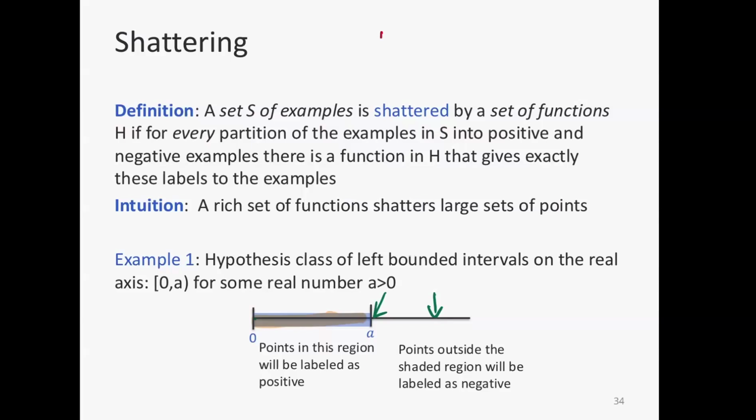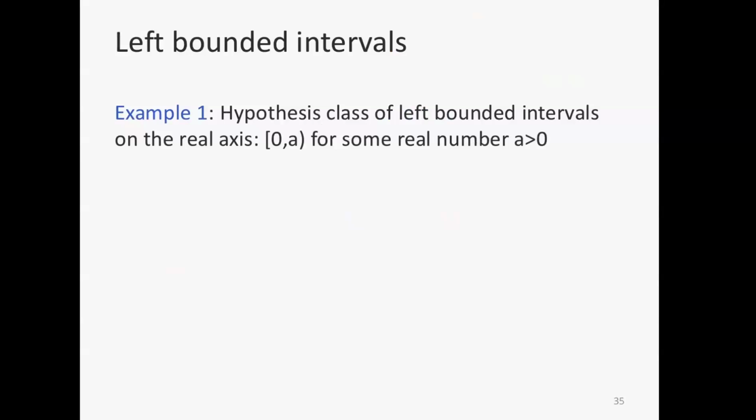So if your instance x is strictly greater than a, the label is minus, else plus. That's your function. The function is entirely defined by the single number a. The points in the region from 0 to a are labeled as positive. The points more than a are labeled as negative. It's a class of functions. It's a very simple thing, and so I can even draw it on the whiteboard. So now let's work through this thing.